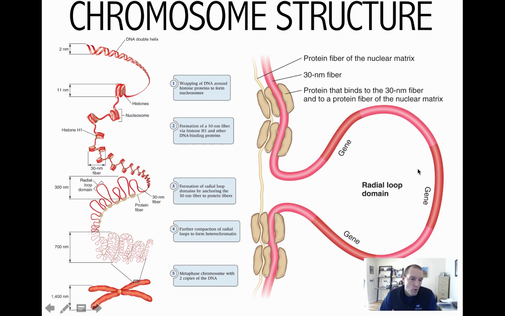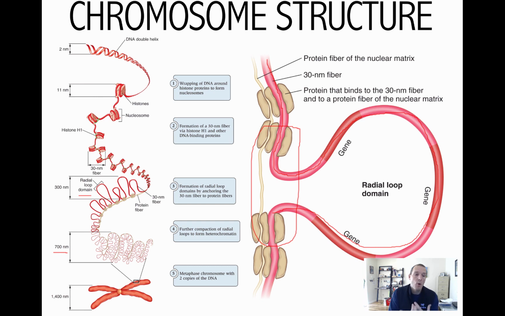Then if we take those structures, that chain of nucleosomes, and we look at the radial loop domains, here is a chain of nucleosomes. You've got to bear in mind, this is a chain of nucleosomes. This isn't naked DNA anymore. It's the chain of nucleosomes that's been looped out and then anchored. And so it's anchored in place by these proteins here. And so that gives you this loop of DNA. And so that's like forming this loop, and that's another level of compaction. And then we just take these loops and we re-loop them, and that gives us our heterochromatin 700 nanometer fiber.